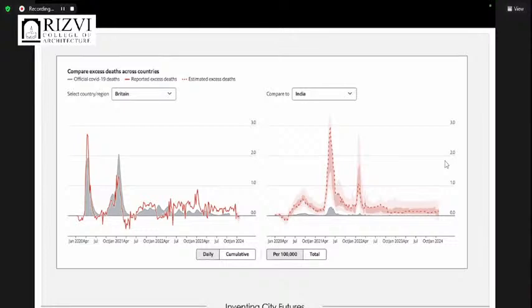I've actually taken the Indian statistics, so it's a massive difference. We're talking about, what, 1.3, 1.4 billion people in India and something like 66 million in Britain. So they're not really comparable in that sense, but you can see the estimated reported deaths in the case of India on the immediate right, and it's much greater, but it's followed the same sort of trend. These are deaths per 100,000 population.